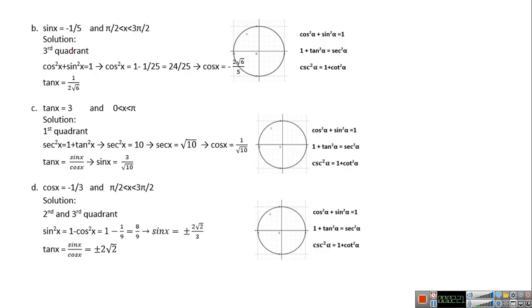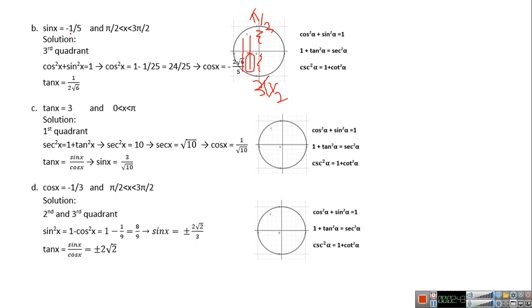Now they gave us sine, and x is between pi over 2 and 3 pi over 2. So it's either in the second or the third quadrant. But since sine x is negative, and we know that here sine x is positive on the y-axis and here sine x is negative, we are talking in the third quadrant.